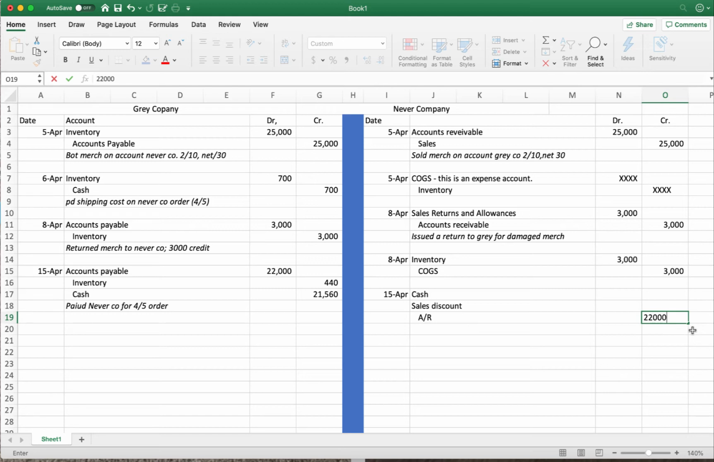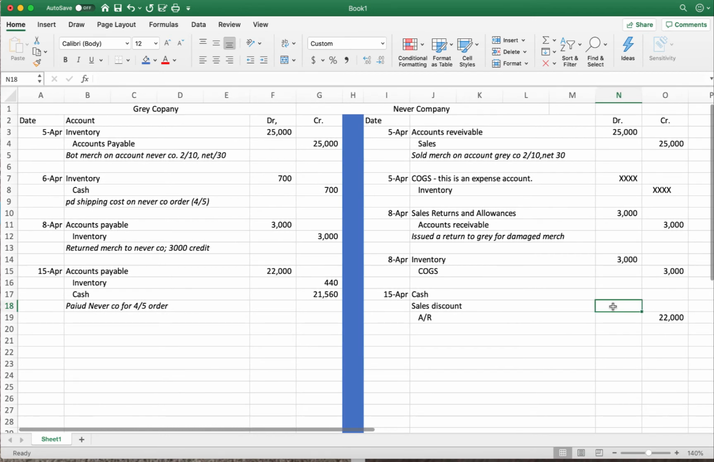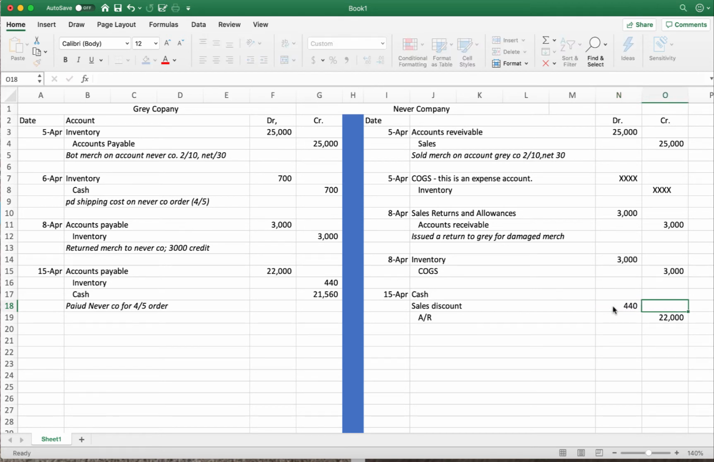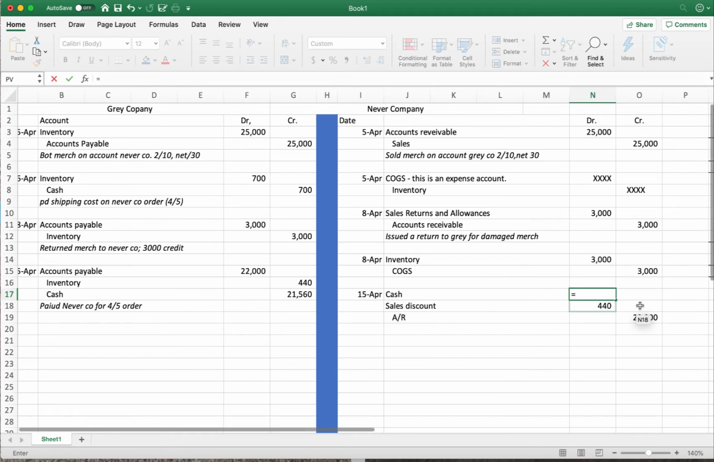So I'm going to credit accounts receivable for $22,000. Okay. What's the sales discount? The sales discount has to be $440 because we already calculated that in the previous problem. So how much cash am I getting? Well, $22,000 minus the sales discount that I offered them.